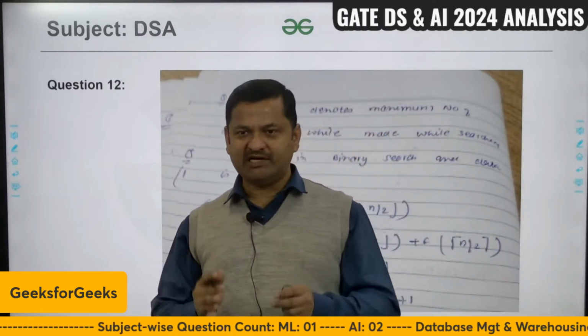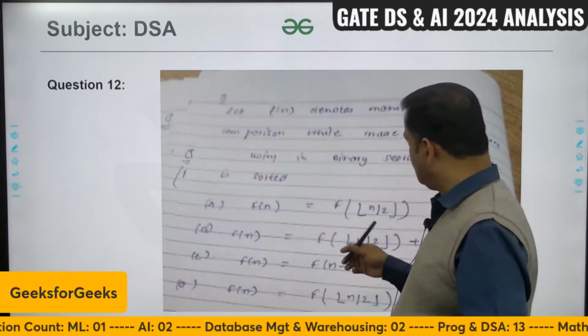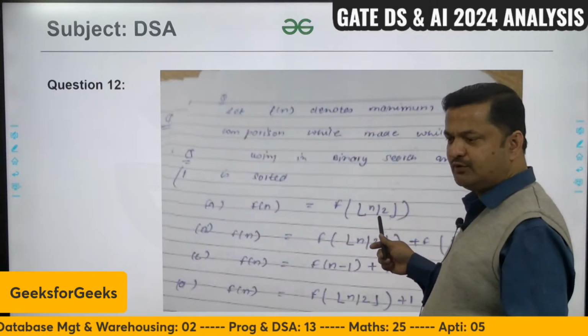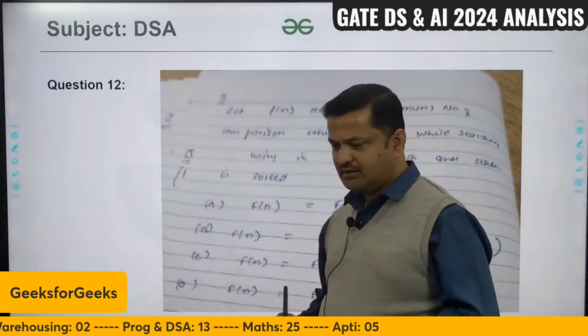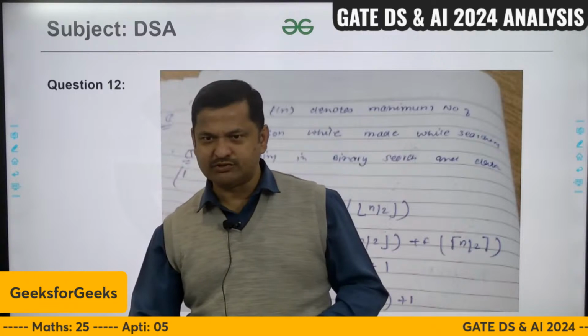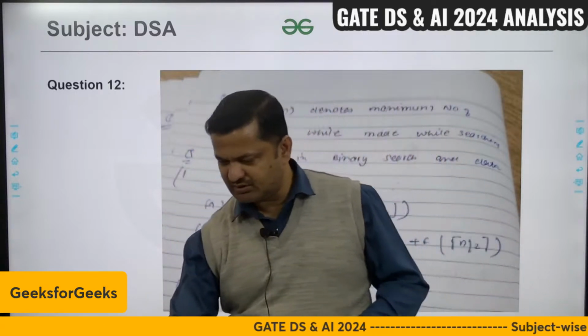So for binary search, the function for maximum comparison must be floor of n by 2. We can go for a tighter bound situation, but I'm just comparing these given options. All right.